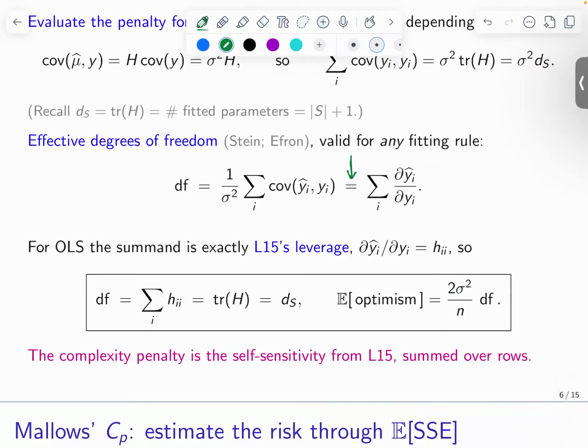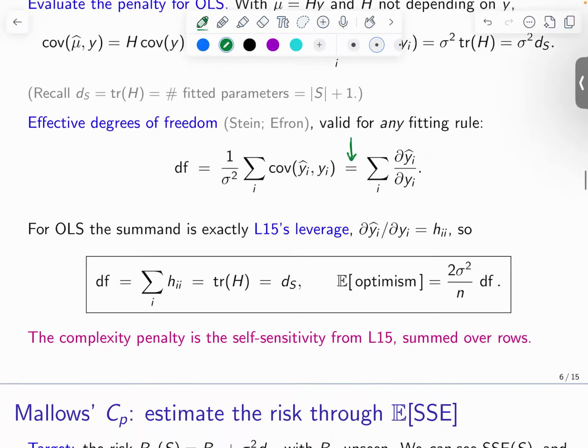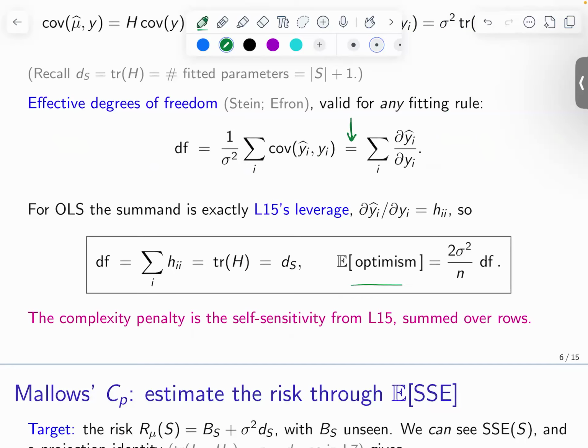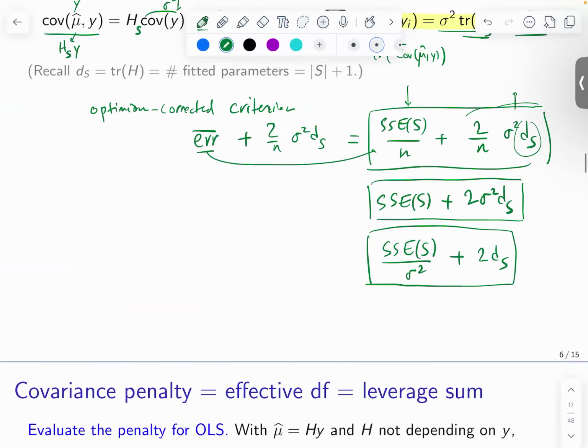This is the only thing that really requires some proof, but I'm not going to go there. So just know that there is more to this story. You can do it for more general models. But okay, so the expectation of the optimism is this quantity. This is the optimism theorem due to Efron. And so if I add this back to the SSE, you can think of it as basically 2 times the degrees of freedom. This is in the regression. In general, we get this plus 2 times the degrees of freedom.